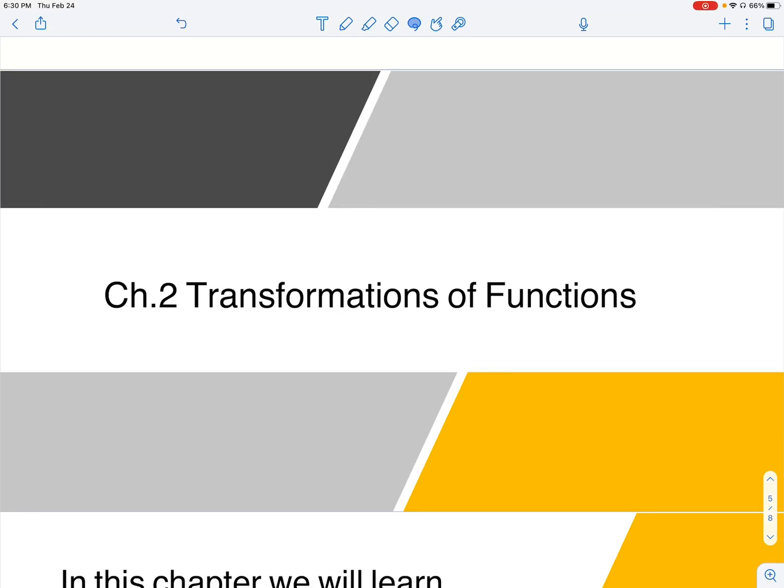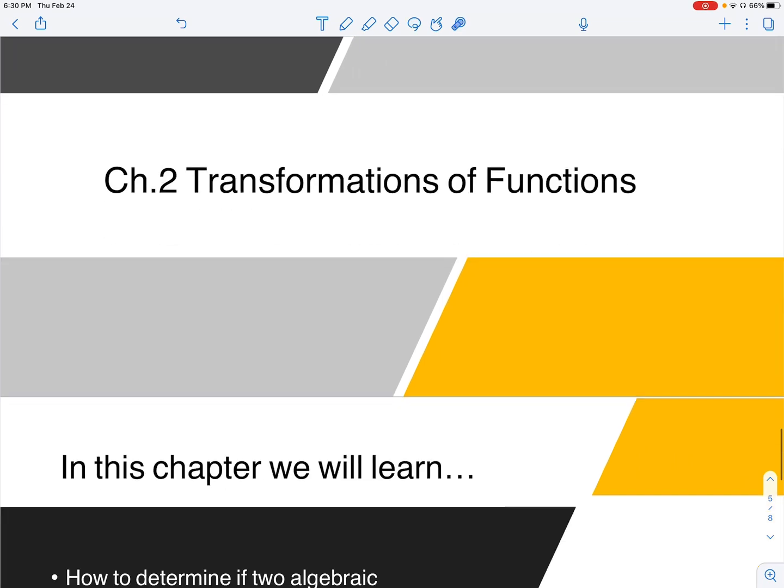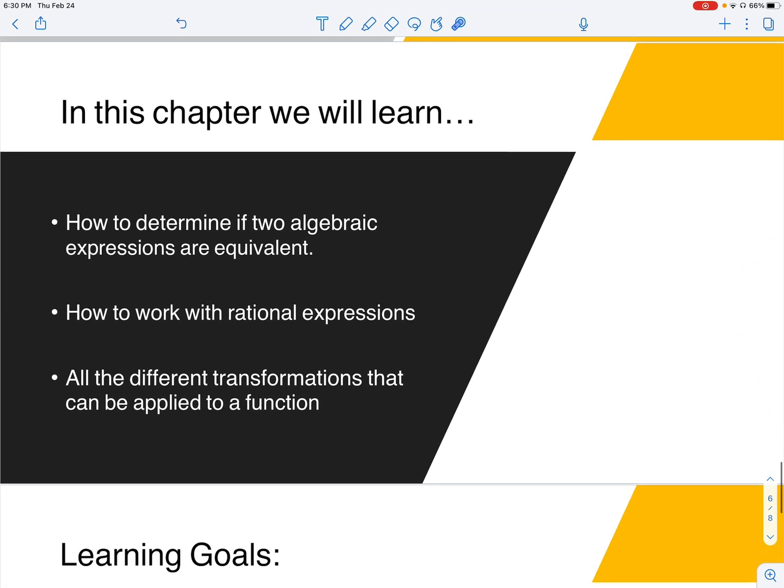Hi, welcome to our first lesson for Chapter 2, Transformations of Functions. So in this chapter, we're going to learn how to determine if two algebraic expressions are equivalent. We're going to learn how to work with rational expressions, and we're going to learn about all the different transformations that can be applied to a function.